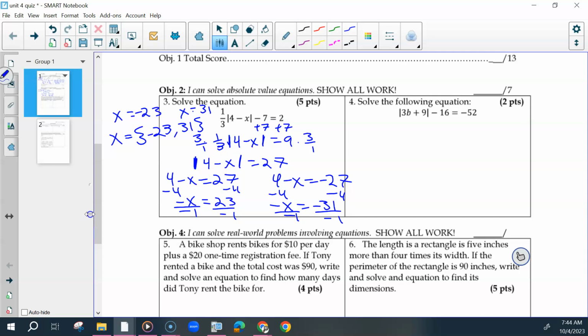Number 4, start isolating. Many of us added 16, which was the correct first step. Some of us did not leave this in the absolute value. At this point, this can no longer be solved. It's isolated and it equals a negative, so this should have been no solution. But many of you kept solving. If you would have put those numbers back in, you would have seen that those numbers did not work.